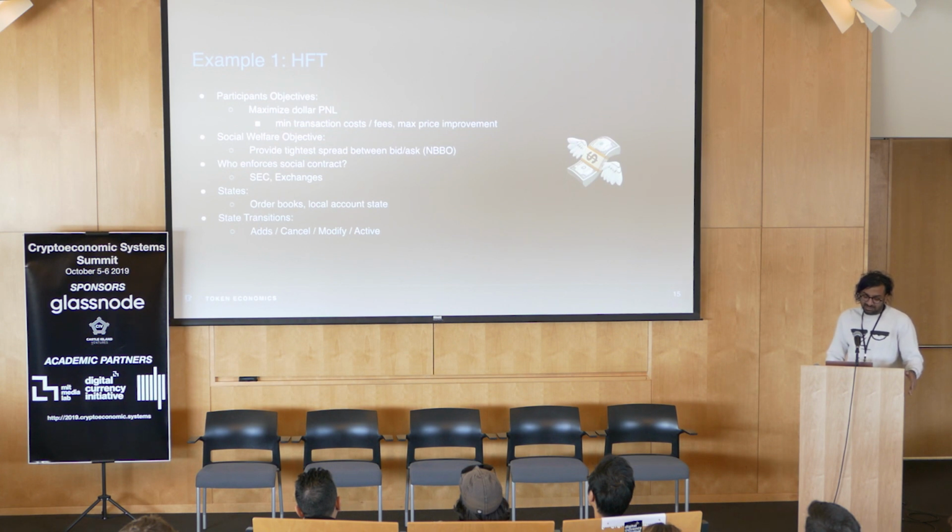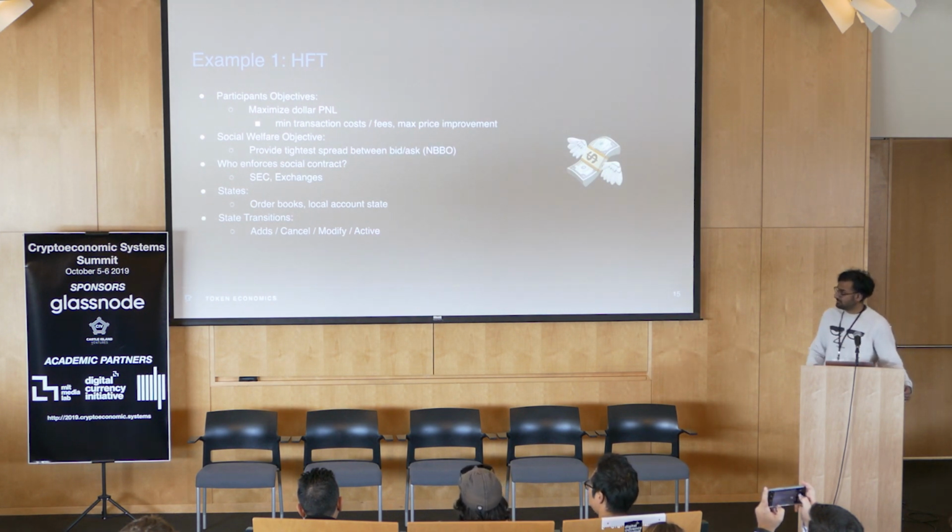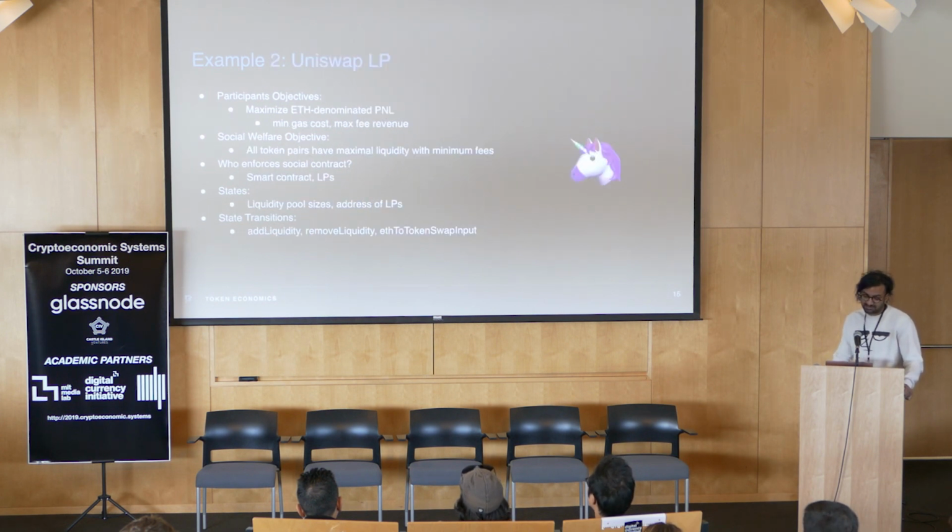So we'll go through what this looks like for a couple of things. In trading, each person's objective is dollar P&L; social welfare is liquidity, tightest spread. Who enforces this? SEC, CFTC, exchanges. What are your states? Order books, your local account state, your local ledger. And state transitions are adds, cancels, modifies, active fills.